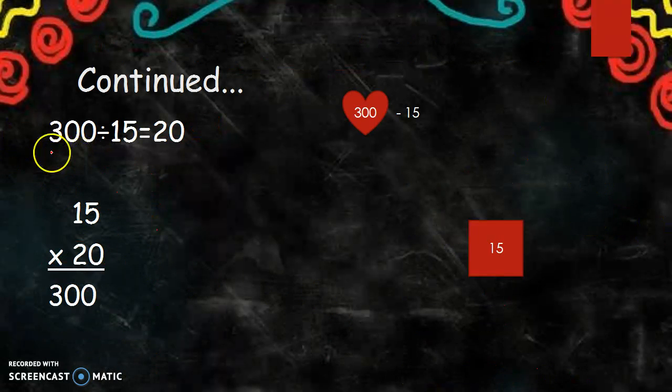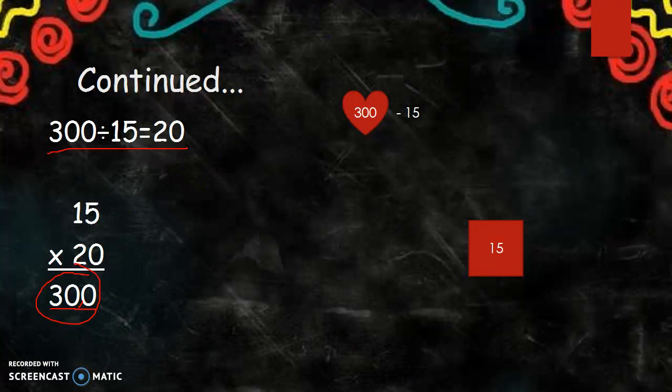So 300 divided by 15 is equal to 20. And an easy way to check that is, of course, by using multiplication. So you can always multiply 15 by 20, and it gives you 300. 15 times 2 is 30, and then you add that 0 at the end, so you're at 300.